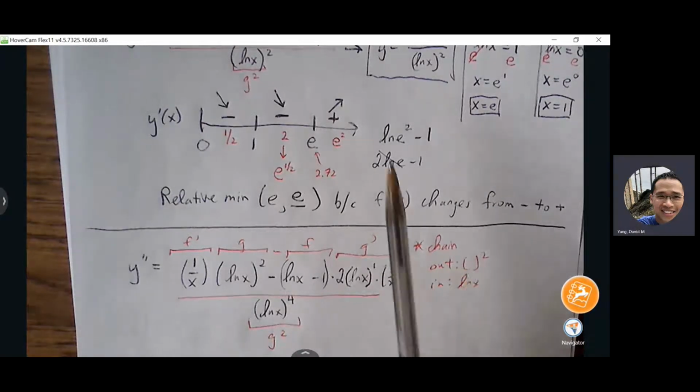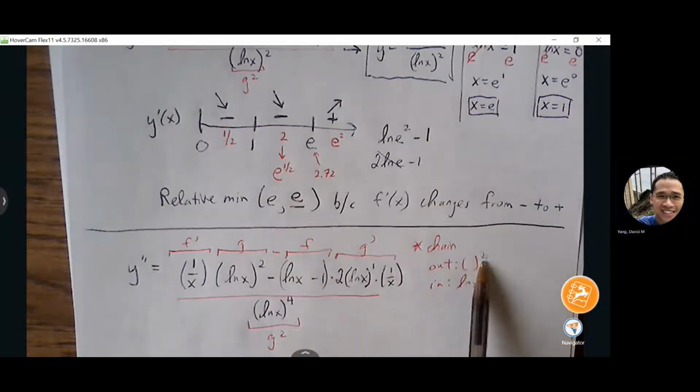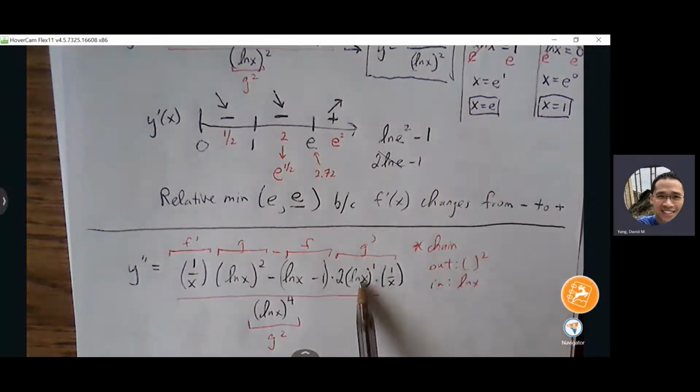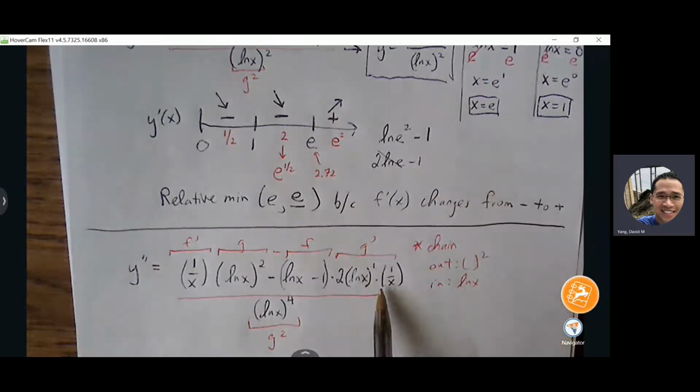So the outside portion is parentheses squared. The inside portion is natural log of x. So the outside derivative becomes 2 parentheses to the first power, and the inside derivative just becomes 1 over x.